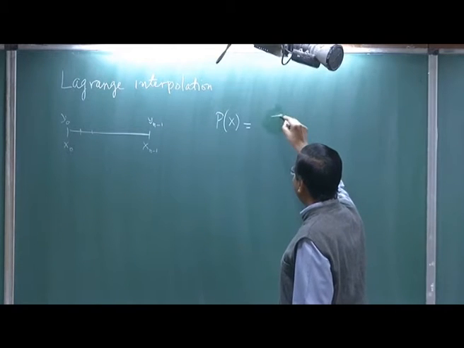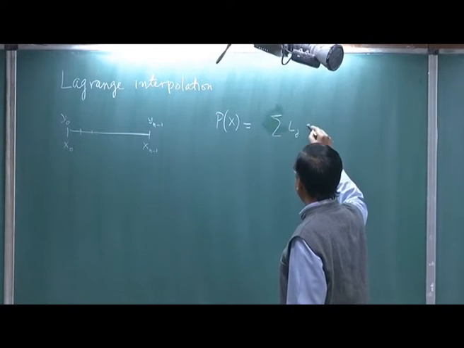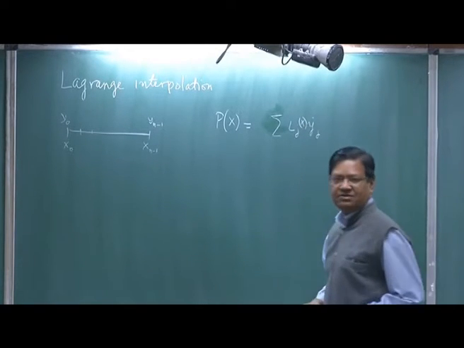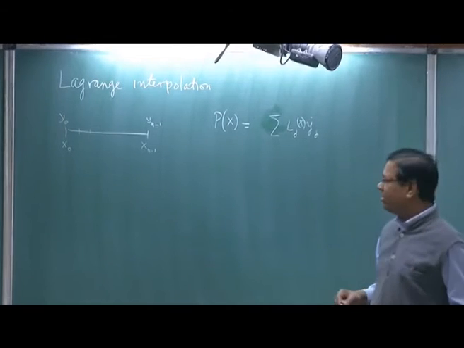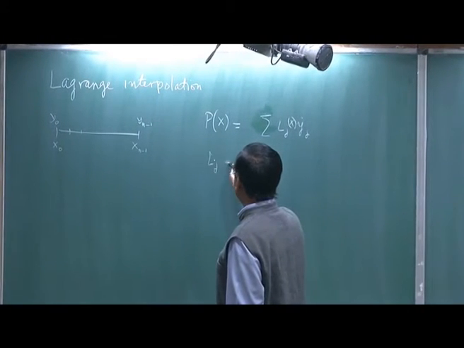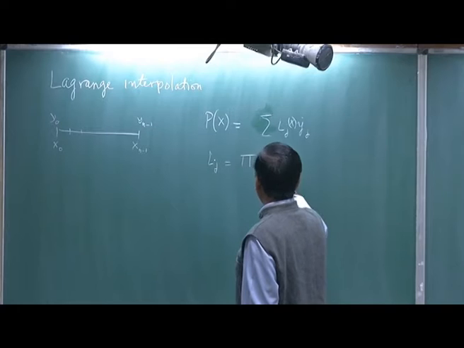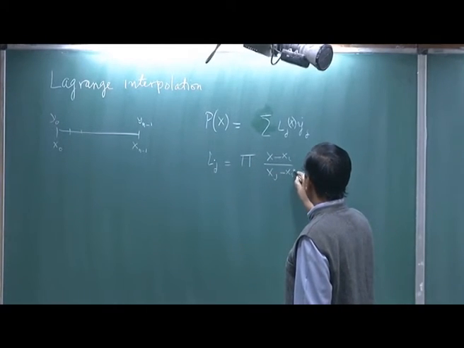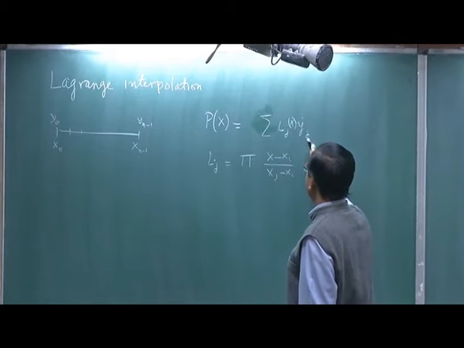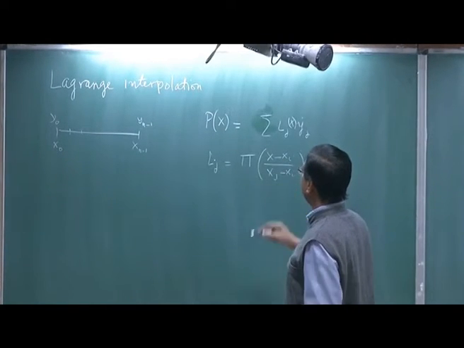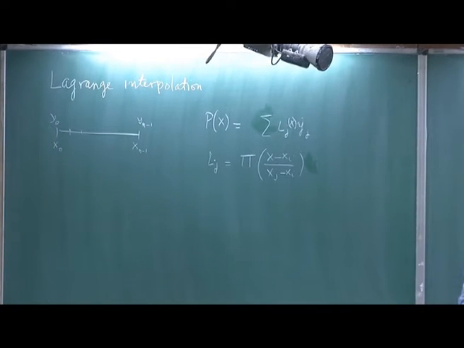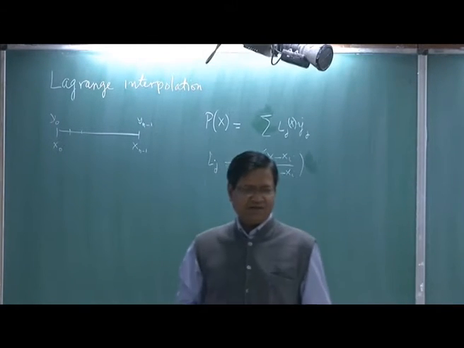So what was it? The sum of Lj yj, and Lj is a function of x. Right? So Lj is a polynomial, and Lj was the product of x minus xi over xj minus xi. Yeah, that was the product. So with this, I can get the value of the function at any place, but it's an approximate value. It's not the real value.